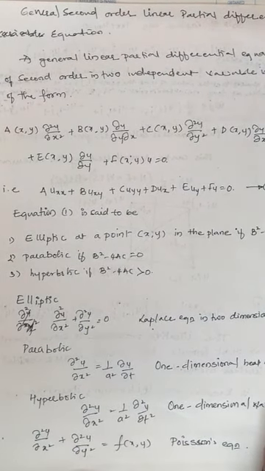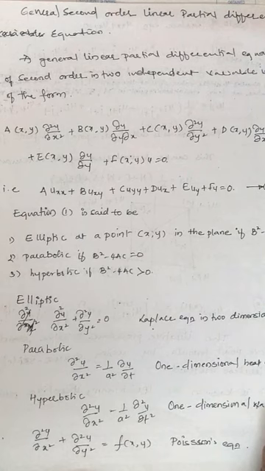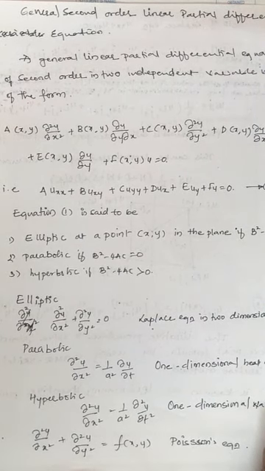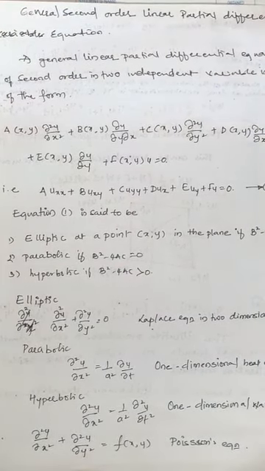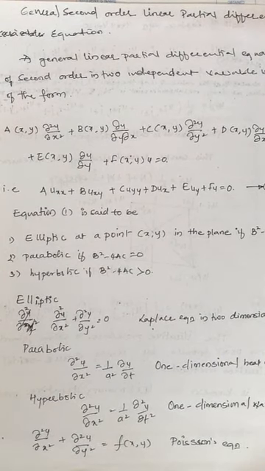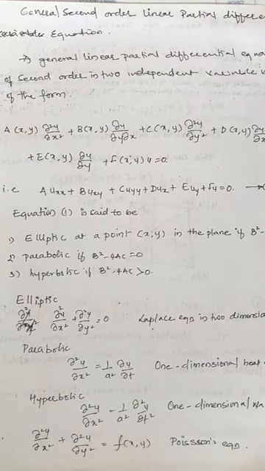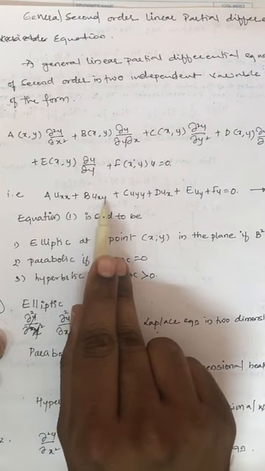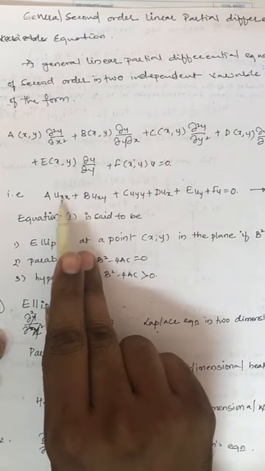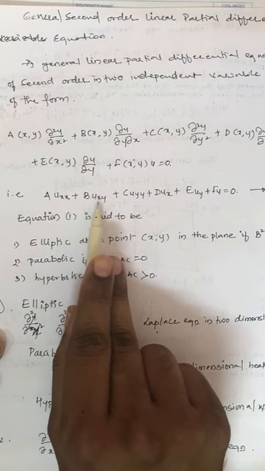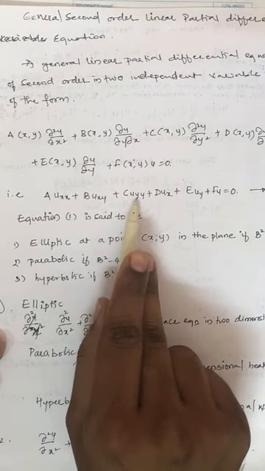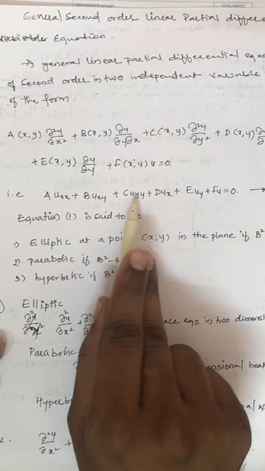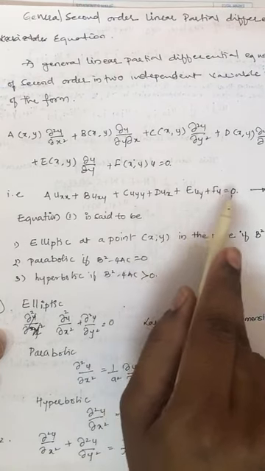Generally, a linear partial differential equation of second order in independent variables is in the form of a(x,y) ∂²u/∂x² plus b(x,y) ∂²u/∂x∂y plus c(x,y) ∂²u/∂y² plus d(x,y) ∂u/∂x. As you see here, that can be written in the form of a u_xx plus b u_xy, which indicates differentiation of u with respect to x and x, with respect to x and y, and with respect to y and y, that is ∂²u/∂y². So like this the equation will be formed.